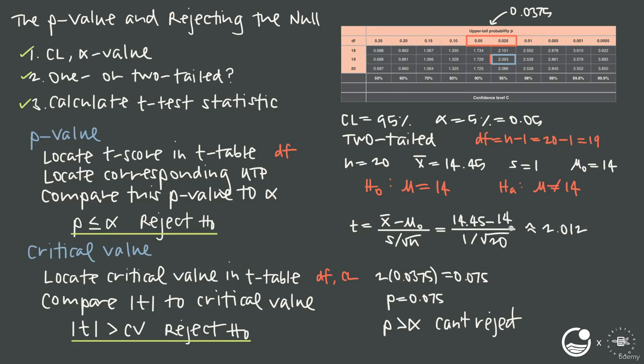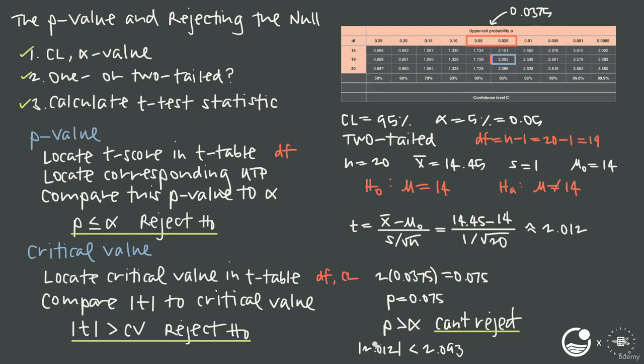So here we have a positive number. Taking the absolute value means it stays the same. So we're comparing positive 2.012 to the critical value of 2.093. What we're showing here is that the absolute value of t, the absolute value of 2.012, compared to the critical value of 2.093, well, that is less than 2.093. And because our t-score is less than our critical value, we fail to reject, we can't reject the null hypothesis.